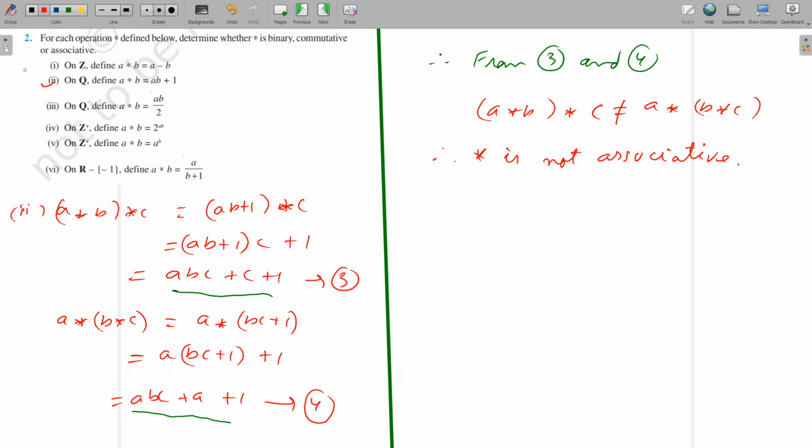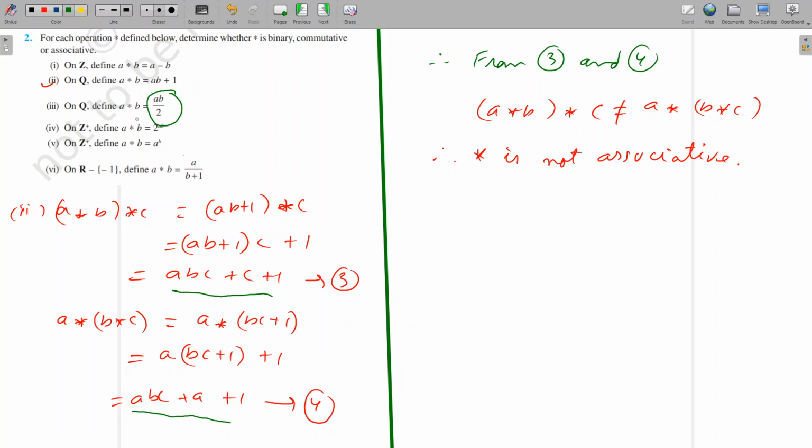So third one is very simple, because again here third one is defined on Q. There A star B is equal to AB by 2. We know that whenever we multiply two rational numbers, the product is again a rational number, and if we divide a rational number by another one, then also it will be a rational number only. So AB by 2 will be always a rational number. Therefore, we can say that star is a binary operation.